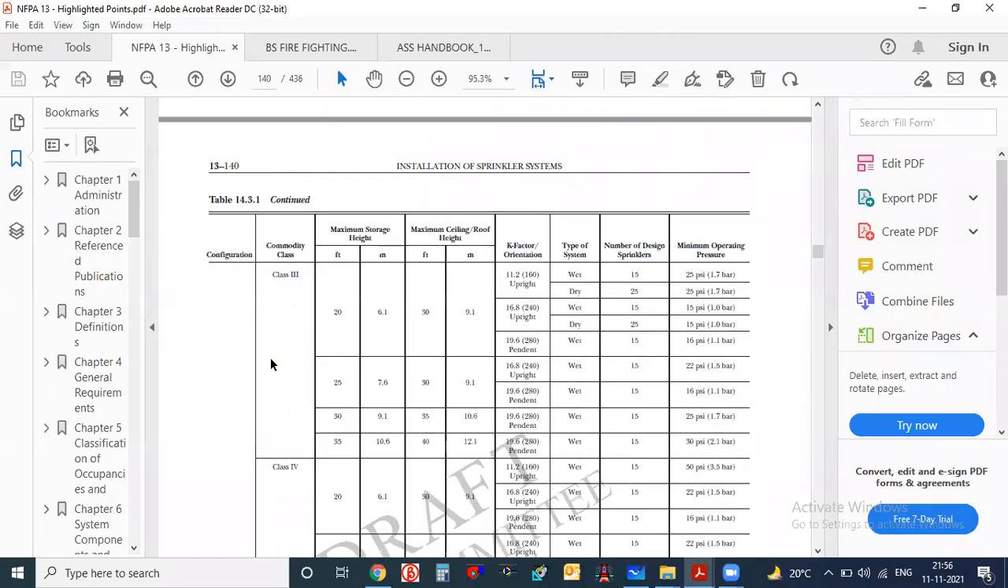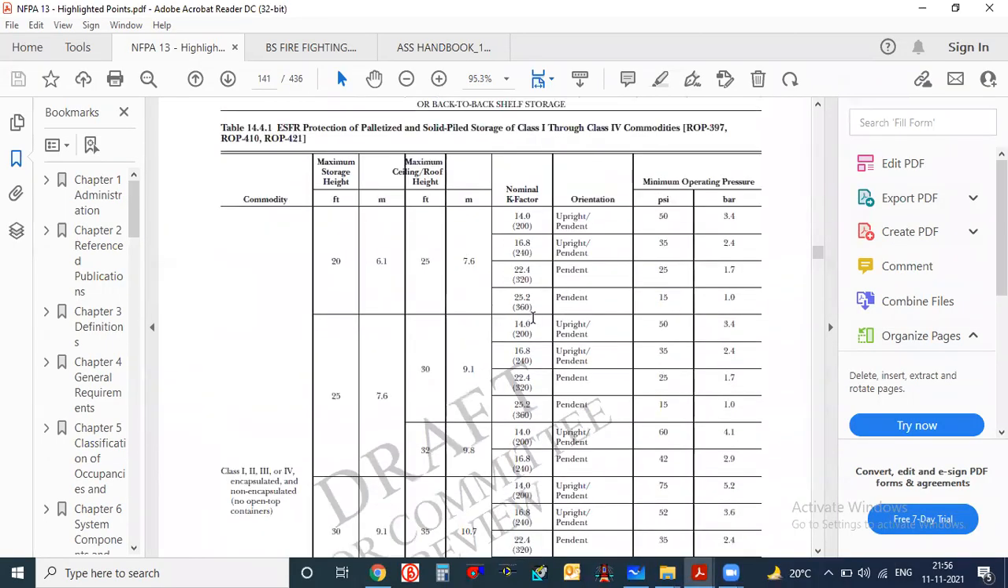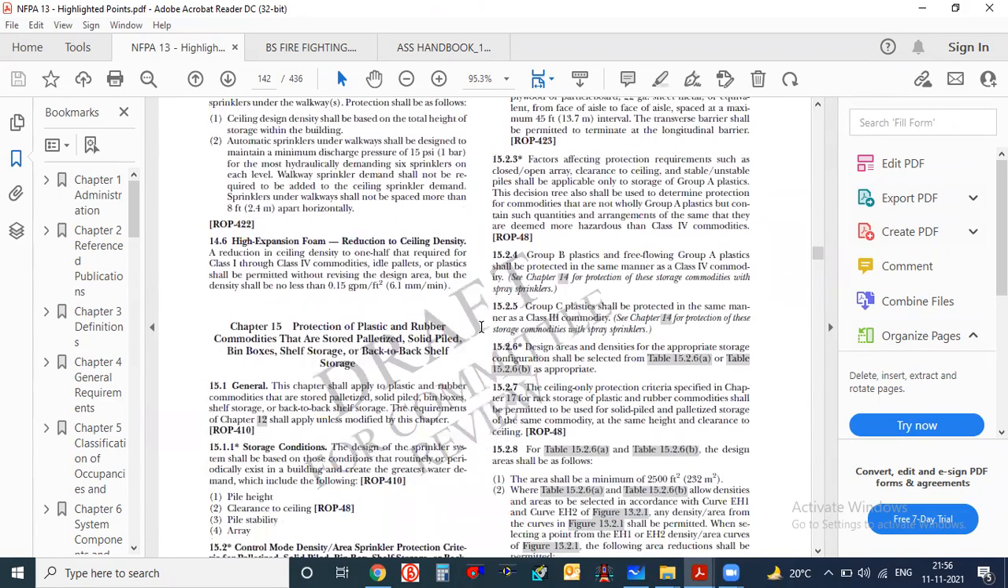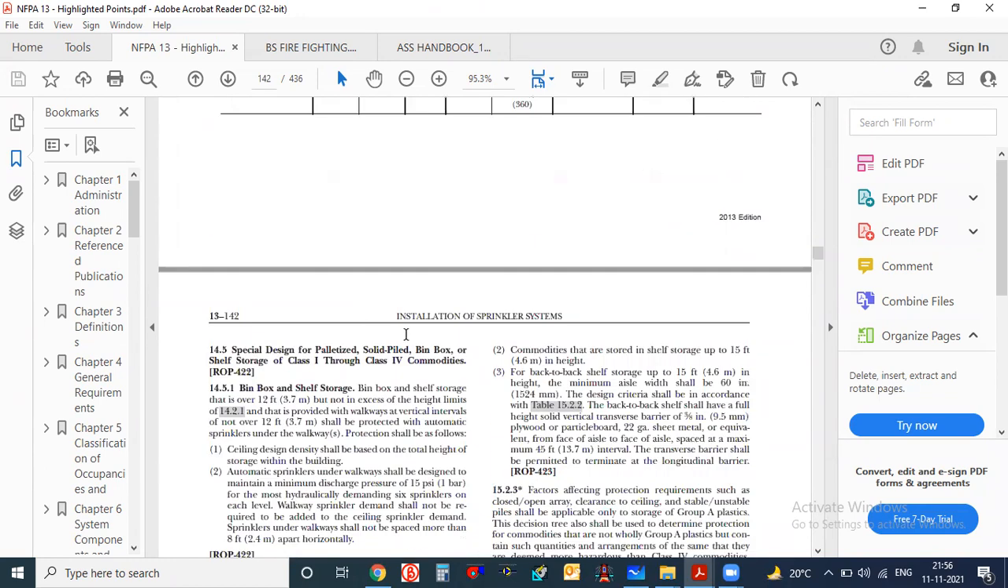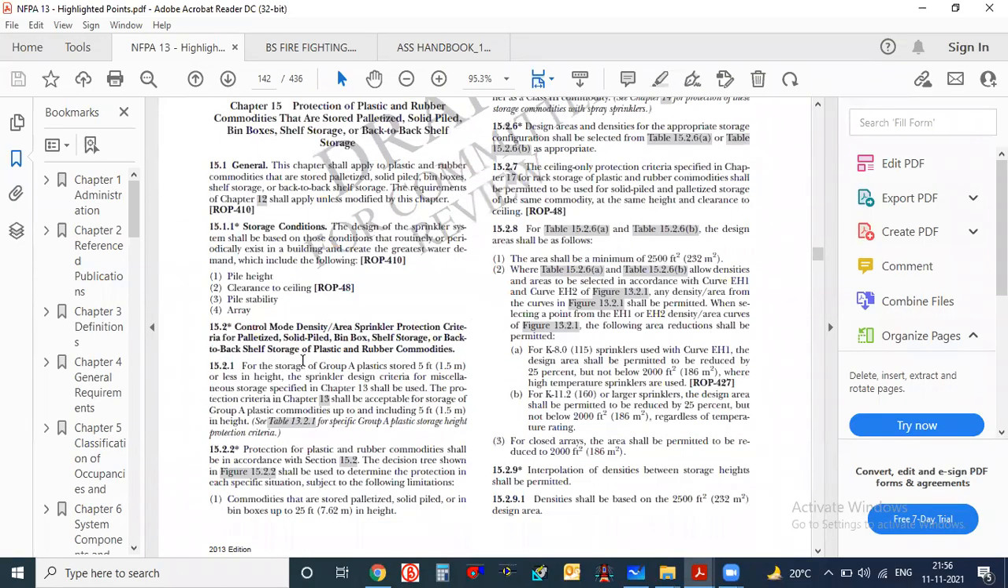Now, what is class 1 to class 5? We will see. I think a little bit down we will get it. Then they have given the ESFR sprinkler also, the same thing: class 1, class 2, class 3 or class 4. The maximum storage height, maximum ceiling height, nominal K factor, orientation of the sprinkler, minimum operating pressure. These things are given here. But still we don't know the meaning of class 1, class 2. I think in one appendix they will give you the classification. We will see that.